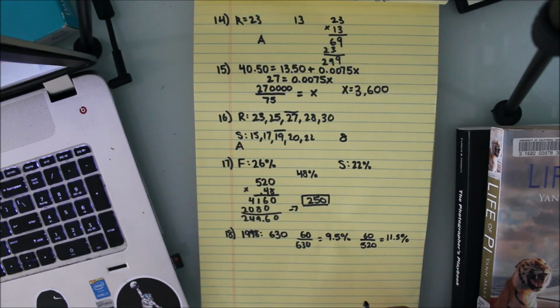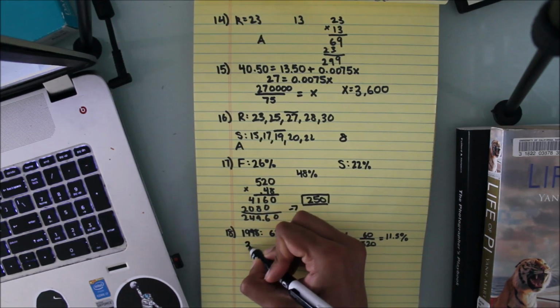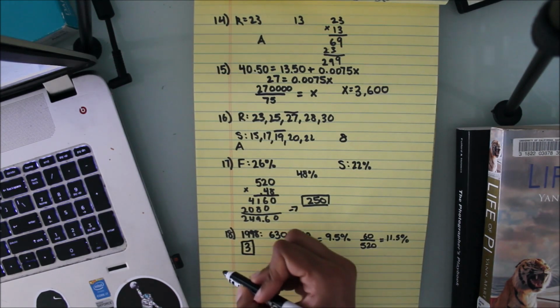So all we need to check for is the number of industries where in this year, which is 1988, the number is higher than 9.5%, and in 1991 the number is higher than 11.5%. And if we look at that, the answer will be 3. There are 3 industries where that is true. Okay, now let's move on to number 19.